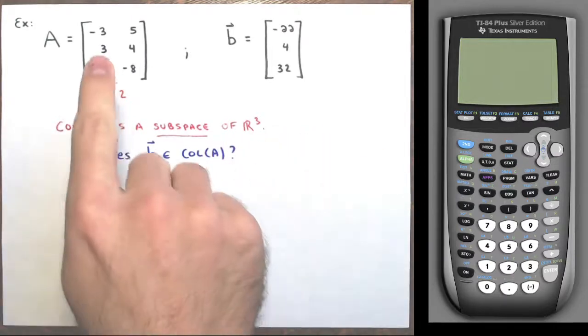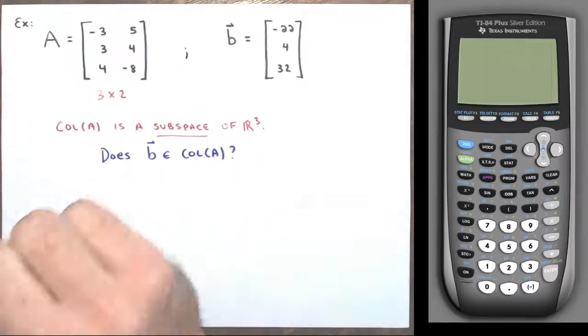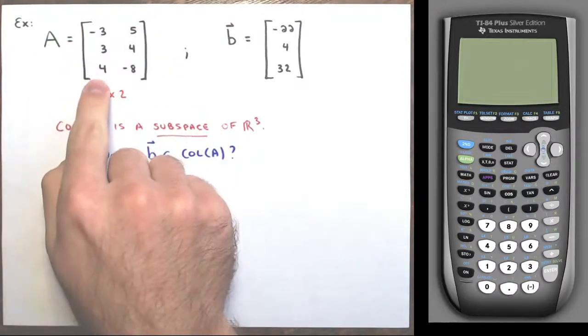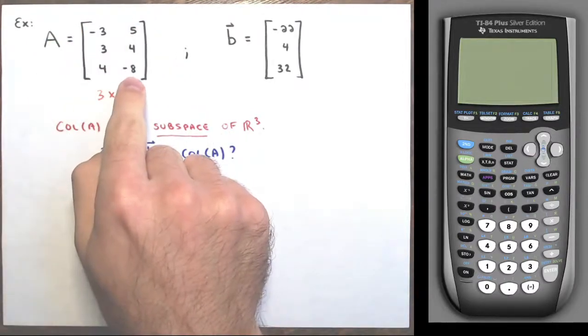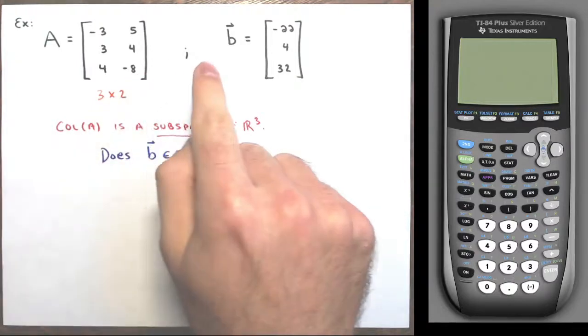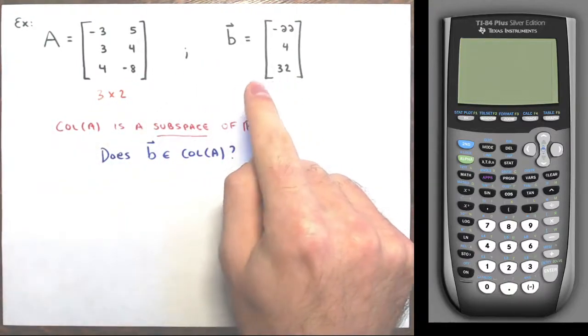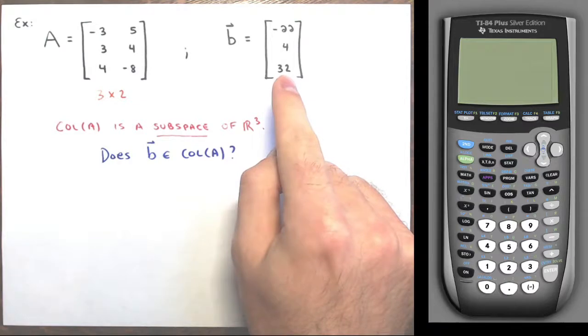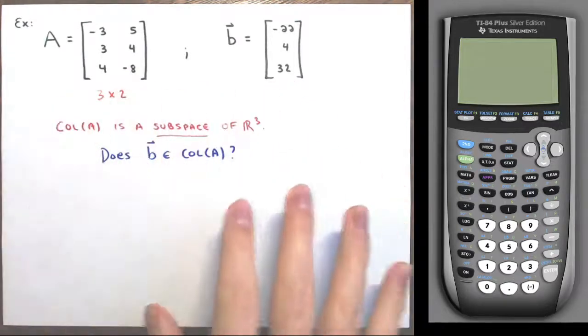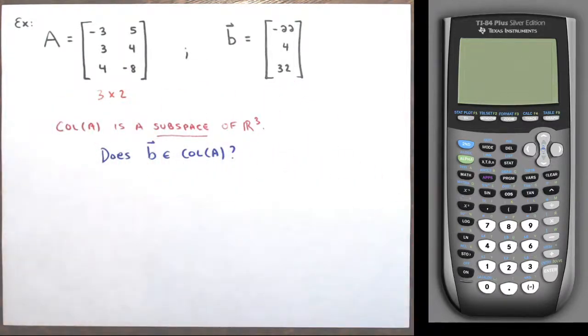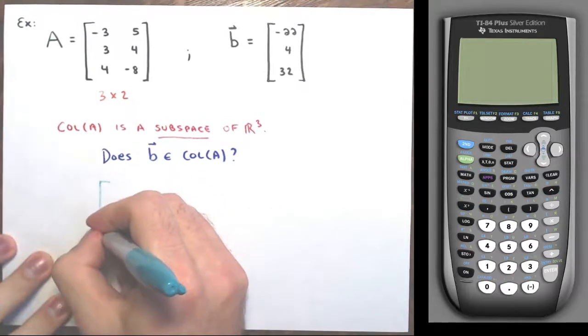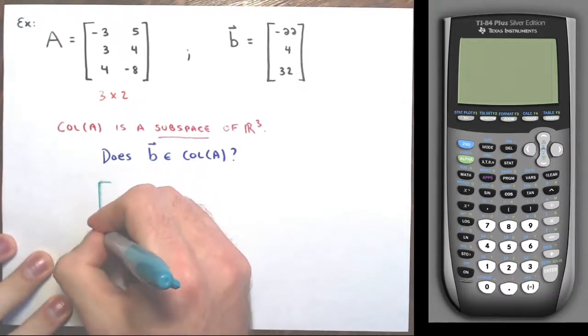Now you could set up x1 and x2 this time: x1 times this first vector plus x2 times this second vector. Can I find an x1 and x2 that will make that equal to this b here? All right. So again, you can write the matrix equation. I'm just going to jump, like I said earlier, to the augmented matrix for that equation.